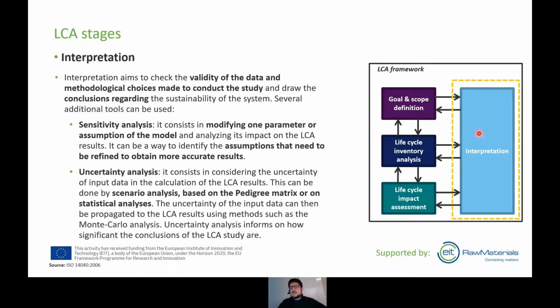As I said before, after this first interpretation, we can go back and check. Maybe we need to adjust our functional unit, or extend the system boundaries because we are not being fair in the analysis, or check the quality of the data, or change the method because it is obsolete or is not the one we want to take into account for the comparison.